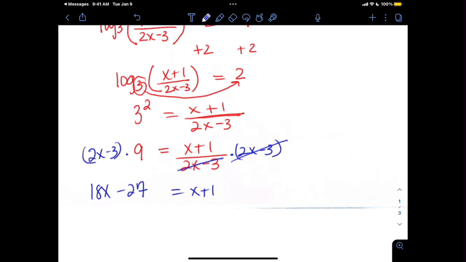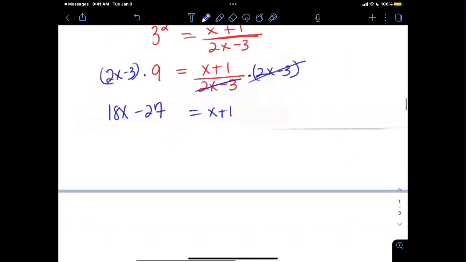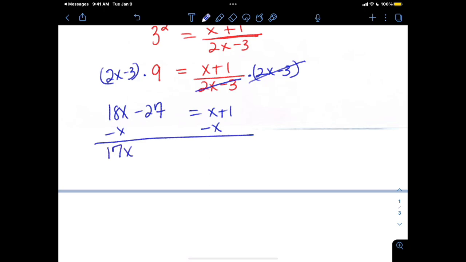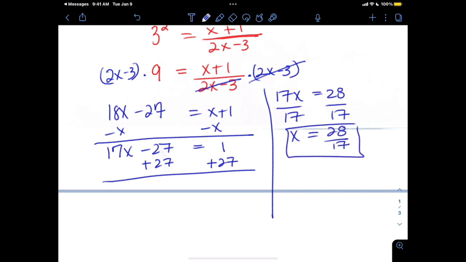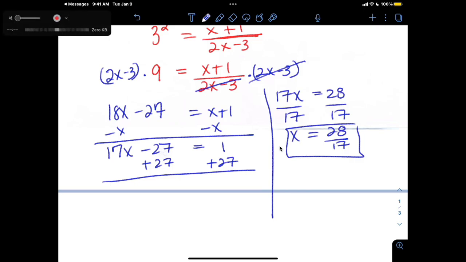27. Now, of course, I still have to continue to solve. I'm going to move my x over. I'm going to move my 27. And I end up with 17x equals 28. I'm going to divide both sides by 17. And I get this improper fraction as my answer. x is equal to 28 over 17.